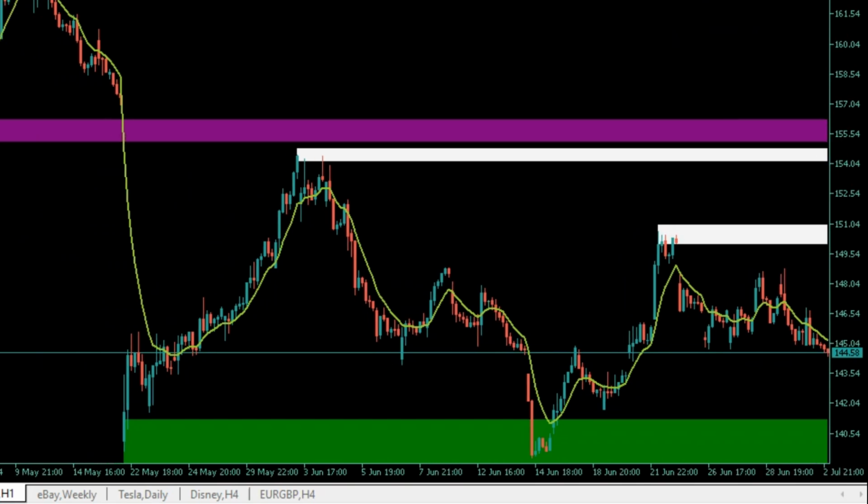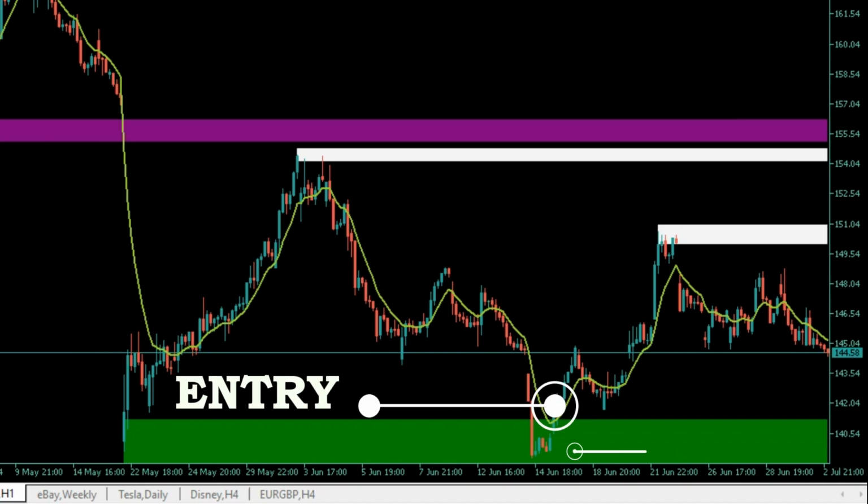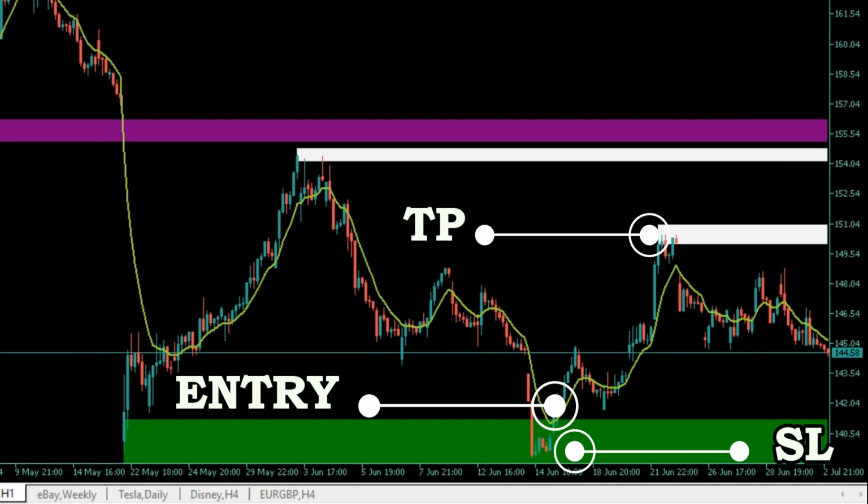So if this happens, we simply place our entry right here, then our stop loss below the zone, then we target a 1 to 3 or 1 to 4. As you can see, the prices took off like crazy. Guys, the beauty about this strategy, the risk reward ratio is so big, allowing you to even make bigger profits.